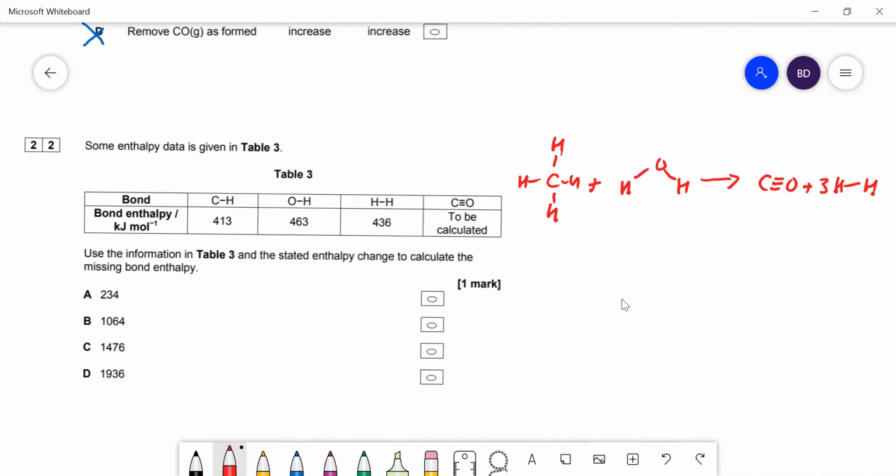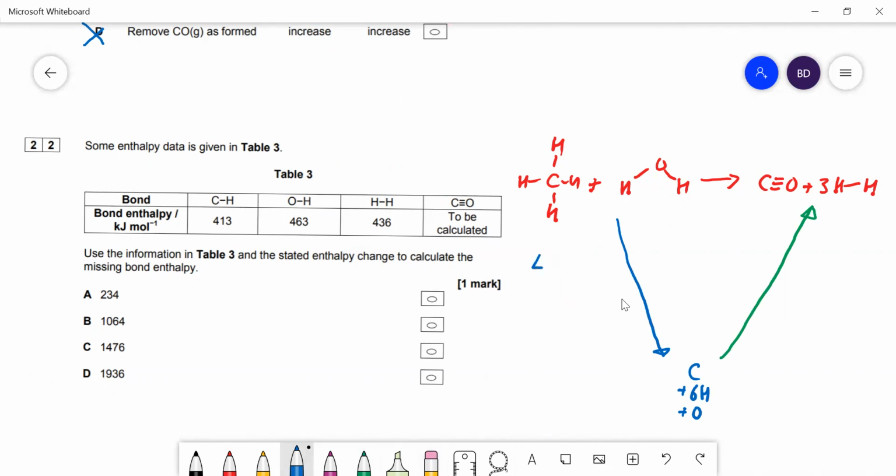Right, now whenever we do a bond energy calculation, what I like to do is break it all up into the atoms. So we're going to have carbon plus 6 gaseous hydrogen atoms plus 1 oxygen atom, all in the gaseous state. And then we're going to reform the bonds to form the new product. So the blue arrow, we're breaking bonds, so that's going to have a positive value.